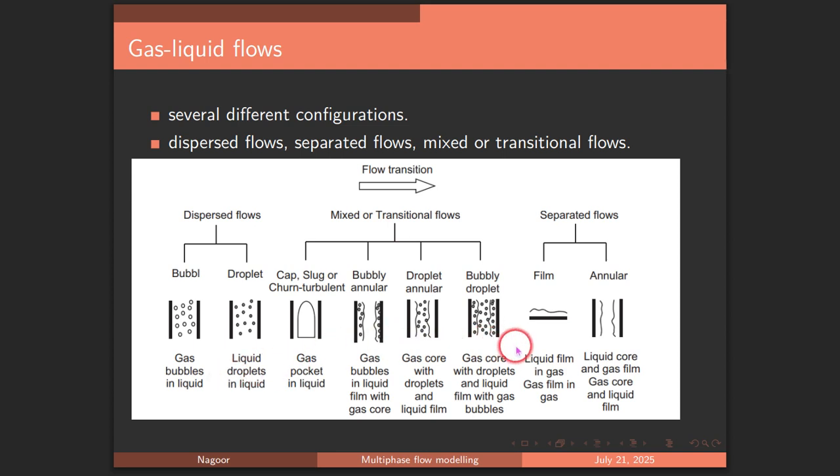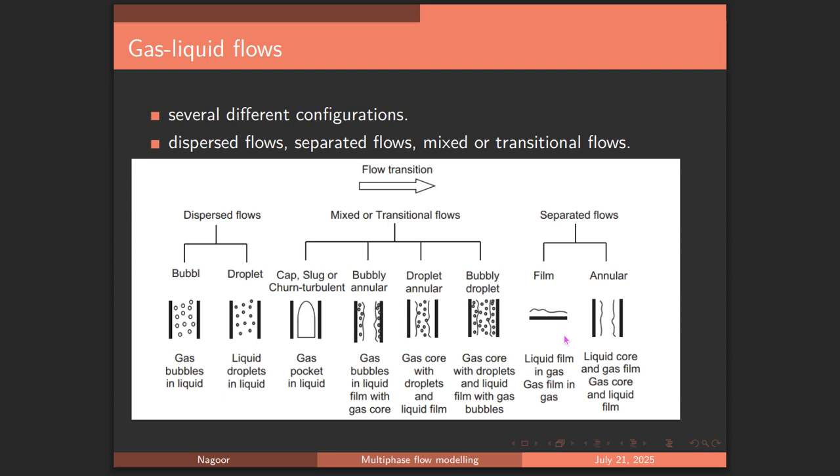And in well-separated flows, there is a clear distinction between the liquid and gas, like flow in the ocean or some atmospheric flows, where there is a massive scale difference between the two phases.